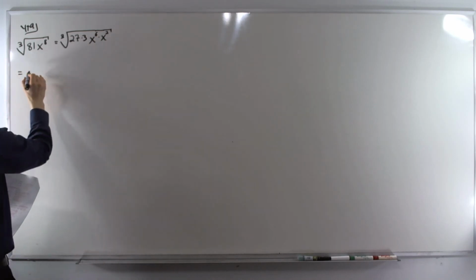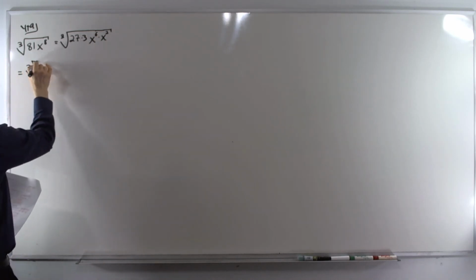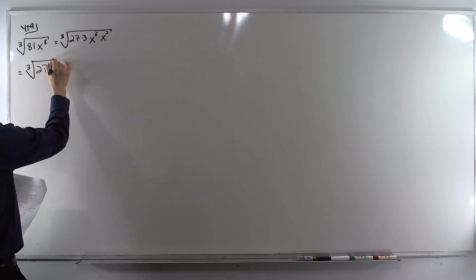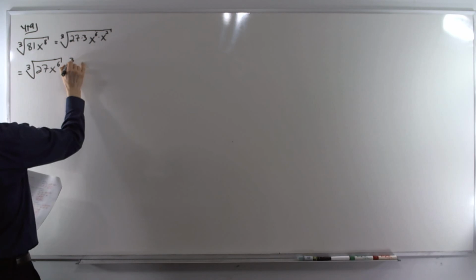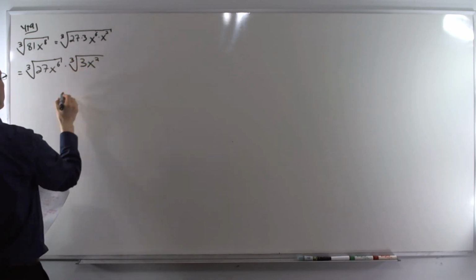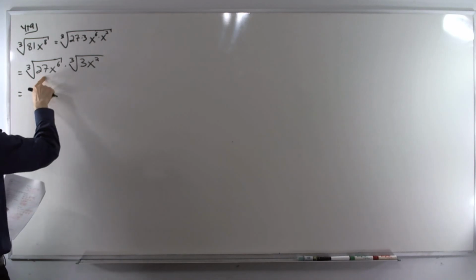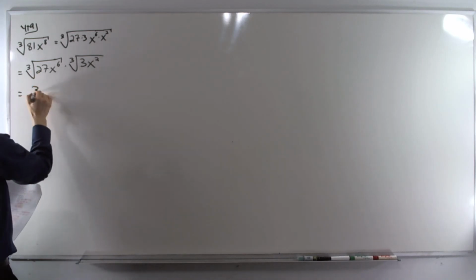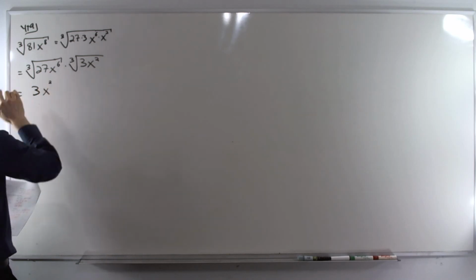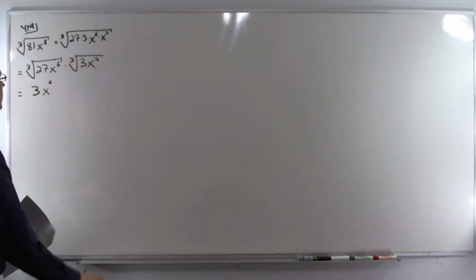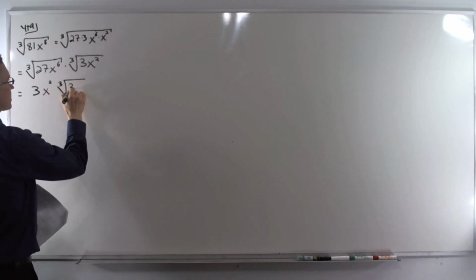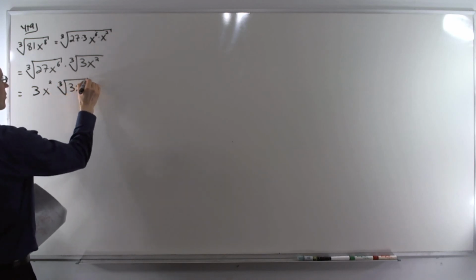All right, now we'll break this up into, first radical contains all the perfect cubes, so that's 27x to the 6th. And the second radical contains the leftovers, 3x squared. Evaluating this, third root of 27 is 3. Third root of x to the 6th is x squared. 6 divided by 3 to get x squared. And then this radical stays just as it is. Third root of 3x squared.